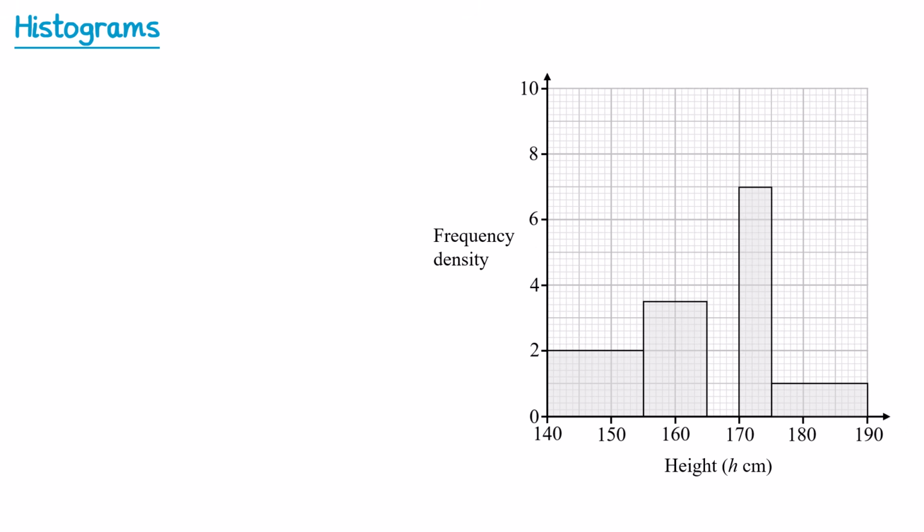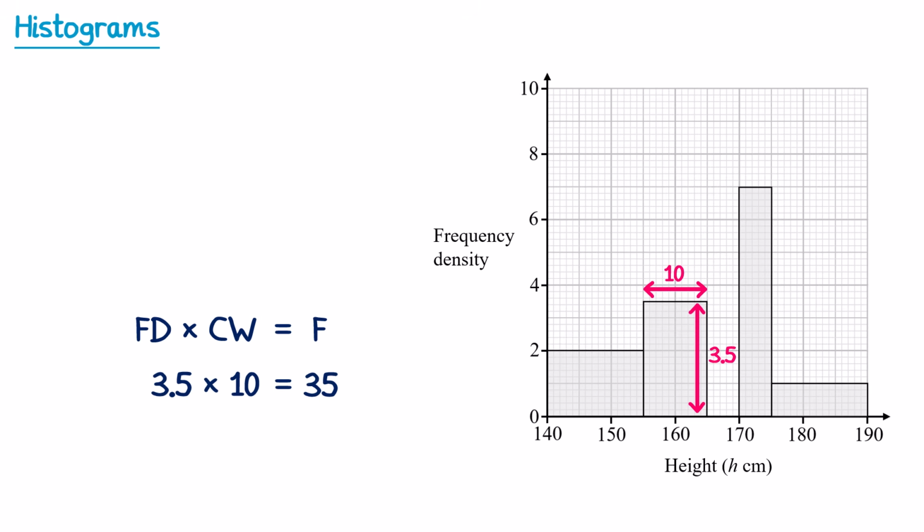The next histogram shows the heights of some students at a school. Imagine you were asked to work out the number of students that had a height between 155 and 165 centimeters. We would normally work out the frequency density and the class width of that bar. The frequency density is the height of the bar, which is 3.5, and the class width is the difference between 155 and 165, which is 10. We would then use this formula here, and do the frequency density 3.5 multiplied by the class width 10 to get a frequency of 35. So we would say that this bar here represents 35 students.